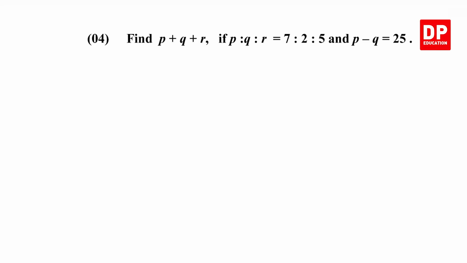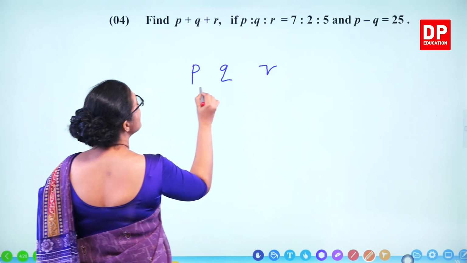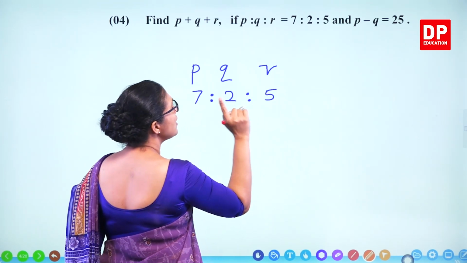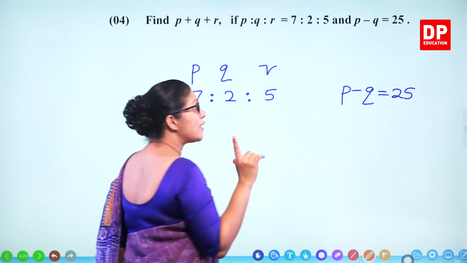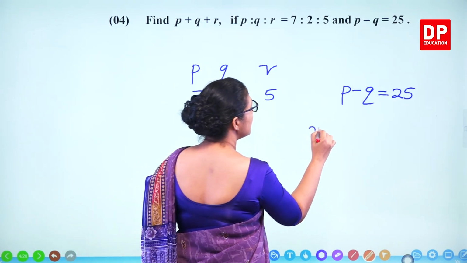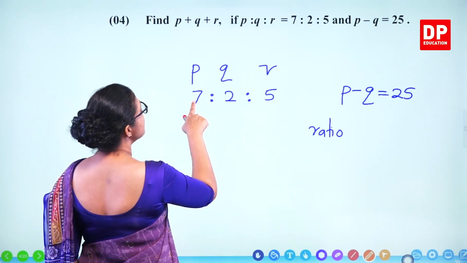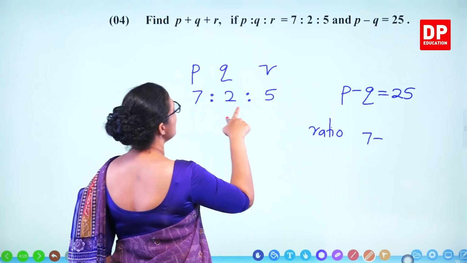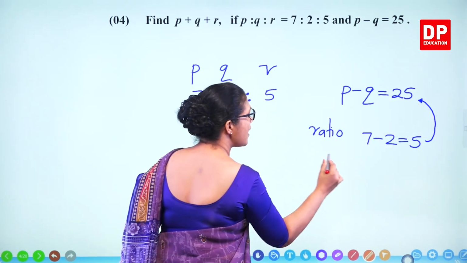Question number 4. Find p plus q plus r if p to q to r is 7 to 2 to 5. That's the ratio. But the actual difference, p minus q, is 25. Now, what is the ratio difference? We did a similar question before. P is 7 minus q, 7 minus 2, that's 5. So 5 becomes 25. So what's the multiplier?